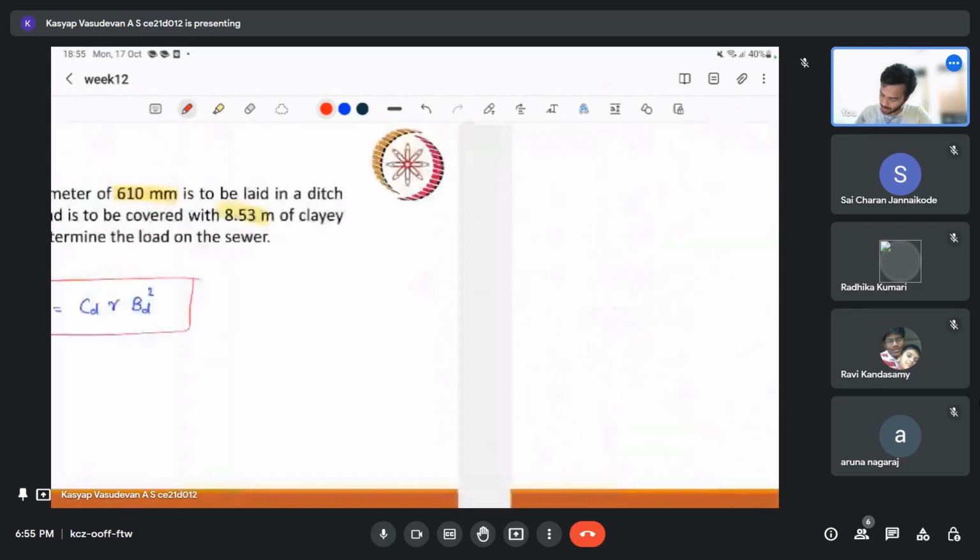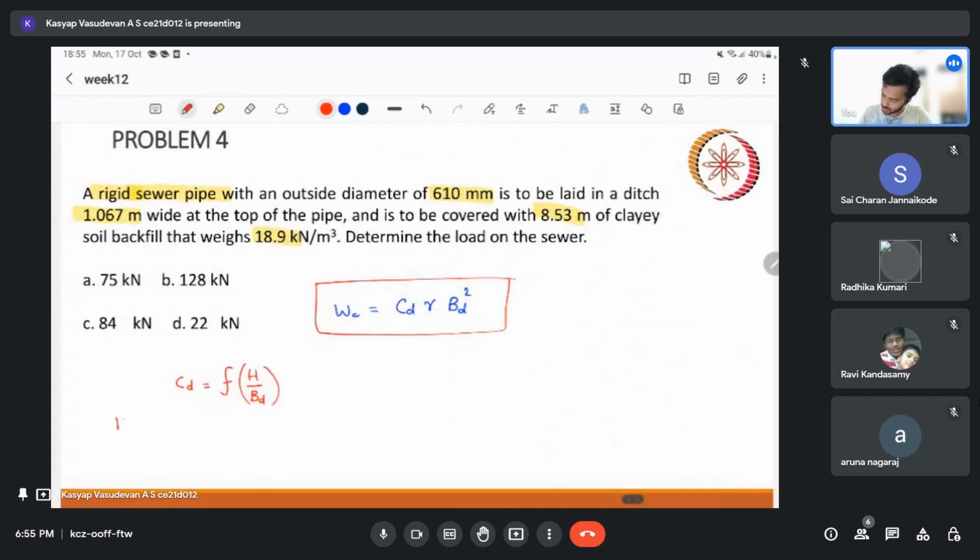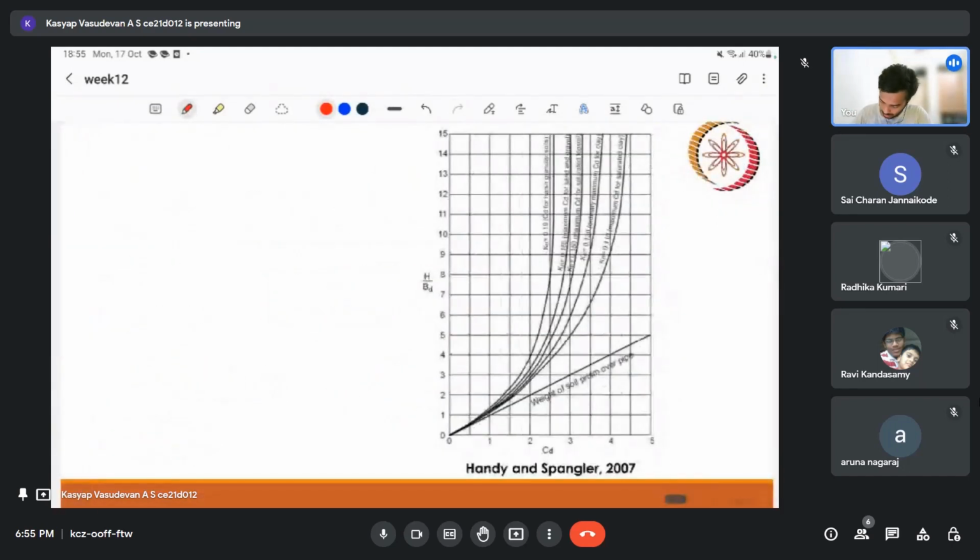In this particular question, our H is equal to 8.53, and our BD, that is the width of the ditch, is given as 1.0667. So our H by BD is equal to 8.53 divided by 1.067. This turns out to be 8.